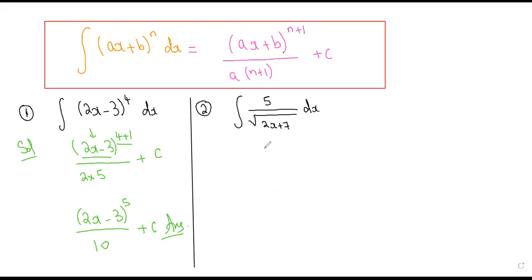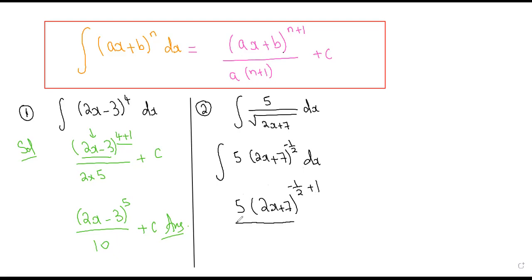Now you need to integrate this, okay? Again, step 1 would be to write it down in the proper form. It would be 5 into (2x plus 7) to the power minus 1 by 2 dx. Now we can integrate it. So 5 would come as it is. We'll write down the factor. We'll write down the old power and we'll add 1. And we are going to divide this by the new power. This would be 1 by 2. And we are going to divide this by the derivative of this factor, that would be 2.